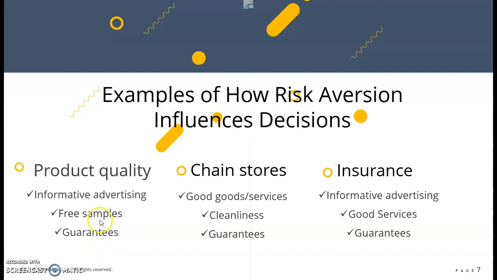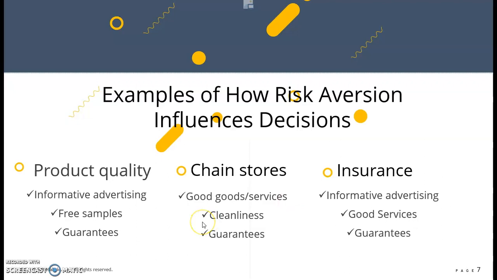If he or she is risk loving, he or she doesn't mind losing or gaining a profit from it, but still needs information from the advertiser or the seller about the product. And then the chain store, for example, goods or services.